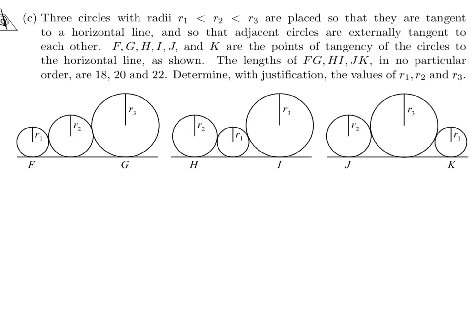Part C. Three circles with radii r1 less than r2 less than r3 are placed so that they have this horizontal line and they're adjacent and externally tangent. F, G, H, I, J, K are points of tangency to the horizontal line. The lengths FG, HI, JK are 18, 20, and 22. Determine with justification the values for r1, r2, and r3.